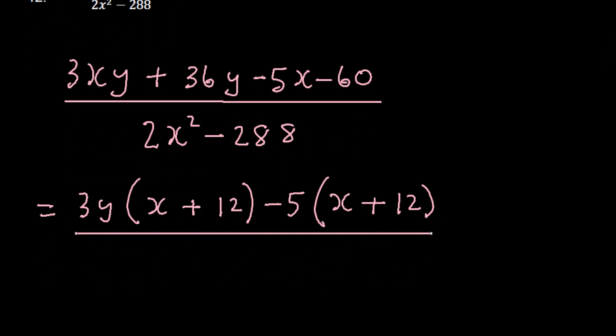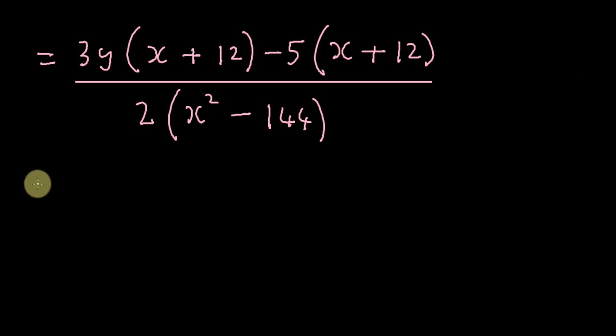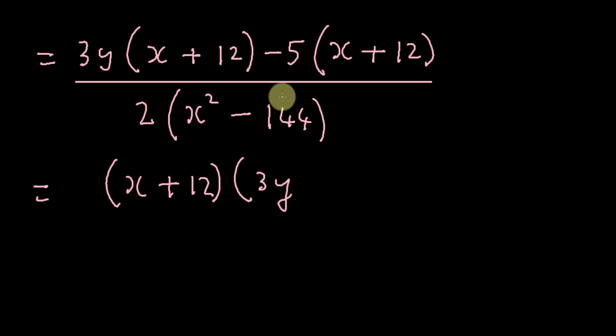In the denominator, we have a common factor of 2. So 2 into 2x squared, x squared times. Then we have a minus, and 2 into 288, 144 times. We can complete the grouping in the numerator by taking out x plus 12 as a common factor. So x plus 12 taken out from this term, we will be left with 3y. Then we have a minus, and x plus 12 into this term, 5 remains.